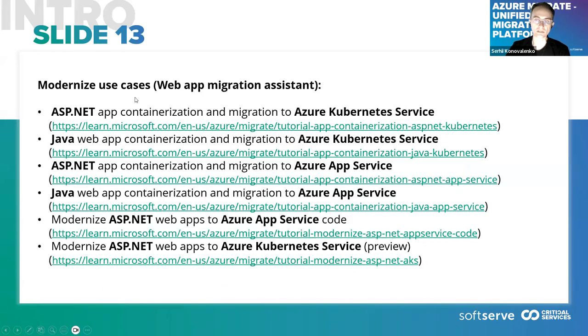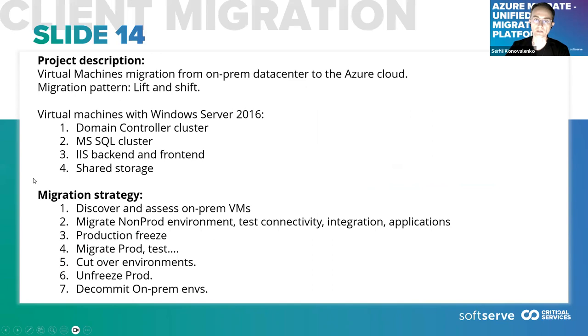Regarding modernization or web app migration, Azure Migrate provides us a web app migration assistant, and we are able to analyze and migrate ASP.NET and Java applications to the Azure App Service or Azure Kubernetes Service. We have two opportunities here, code-based deployment and containerized-based deployment. So if you're not familiar with Docker and so on, the web app migration assistant or modernization tool will help us to containerize it and deploy it to the Azure cloud.